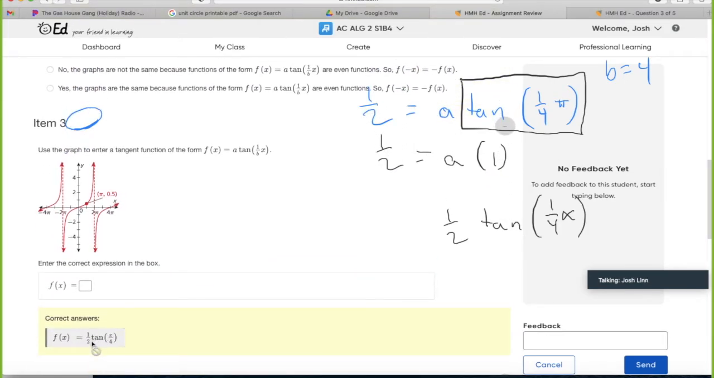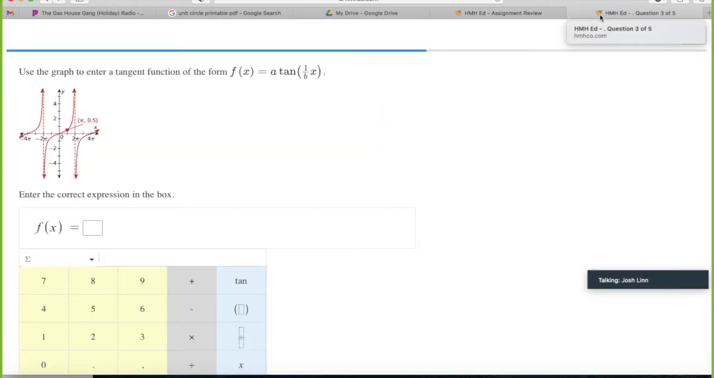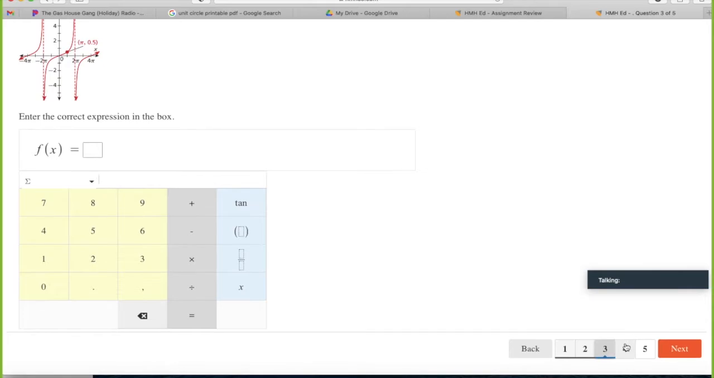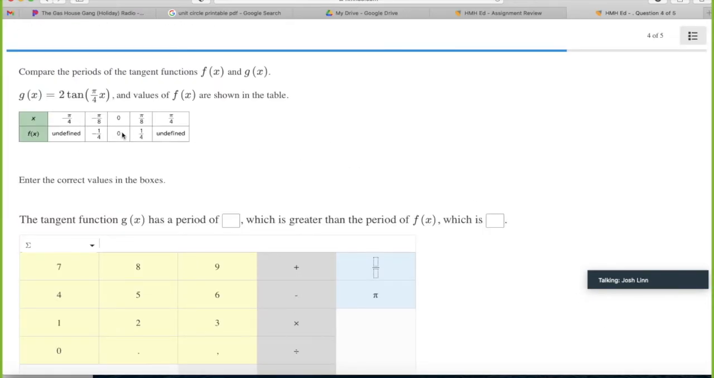One over 1/2 tangent of x over 4, whatever. So there you go. That was item 3. Let's move on to item 4. See what we got. Ooh, we have a chart.